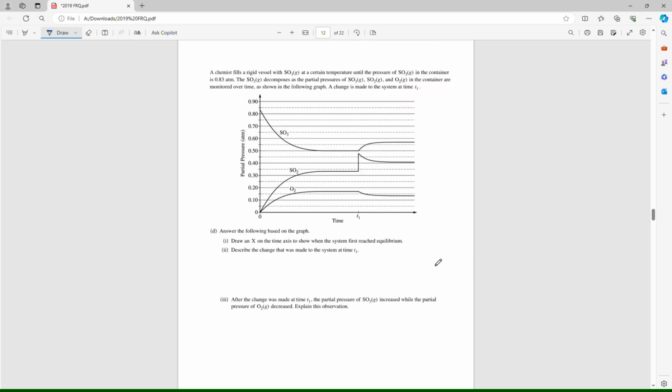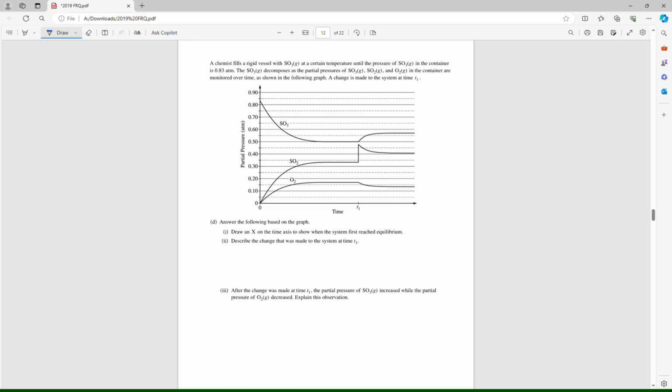All right, part D. I like part D. It's a pretty simple problem. So let's read it. I probably should have read this part, but I skipped it. Okay, draw an X on the time axis to show when the system first reached equilibrium.